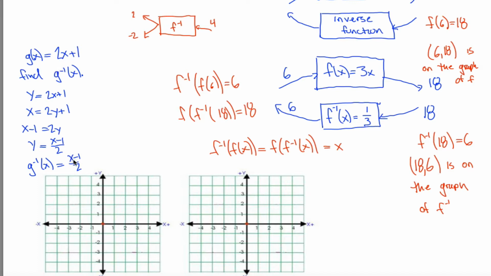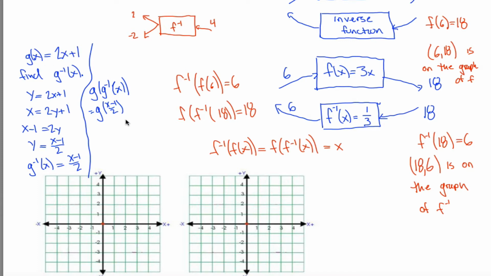Another way you could check is you could compose these two functions together. You could find g of g inverse of x, or g inverse of g of x, whichever you prefer. So g of g inverse of x is g of x minus 1 over 2, right? Because g inverse of x I just figured out was x minus 1 over 2. G of x minus 1 over 2, no problem. Here's g of x. Here's the blueprint for g of x. Say when you put x in, this comes out.